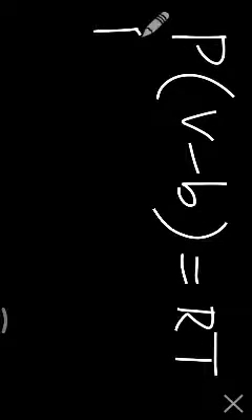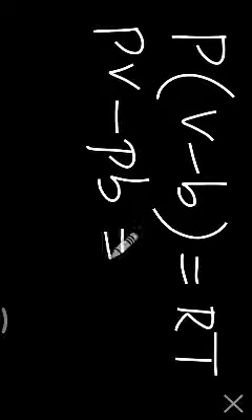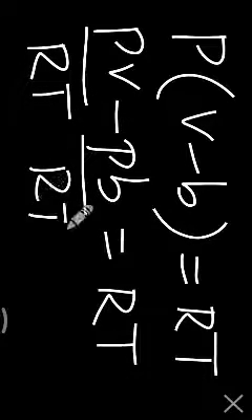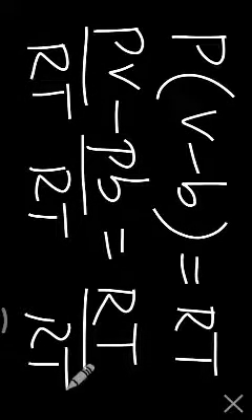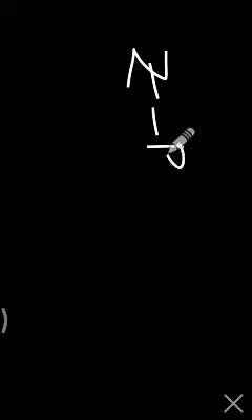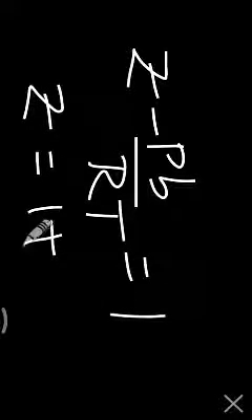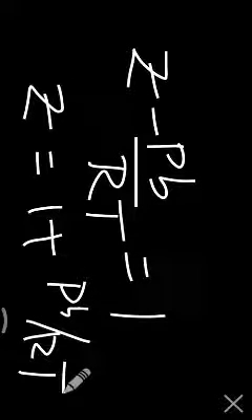Then the equation will become P into (V minus B) is equal to RT, or PV minus PB is equal to RT. Divide all these by RT. So it becomes Z minus PB by RT is equal to 1, or Z is equal to 1 plus PB by RT. Z is equal to 1 plus PB by RT. So this expression is at high pressures. So this you can expect in JEE Mains type of exams.